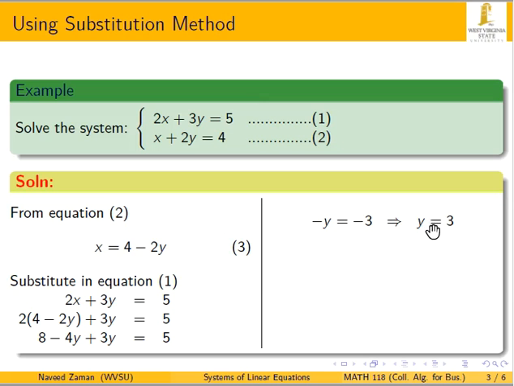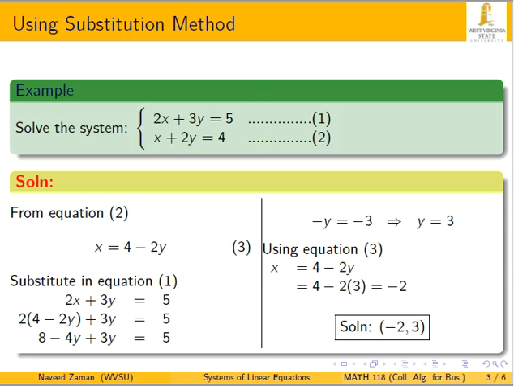Now we take this value of y and substitute it back into the substitution equation. x equals 4 minus 2y, replace y by 3 to get x to be negative 2. So the solution is negative 2, 3. And make sure you check the solution whether it satisfies all the equations in the system or not.